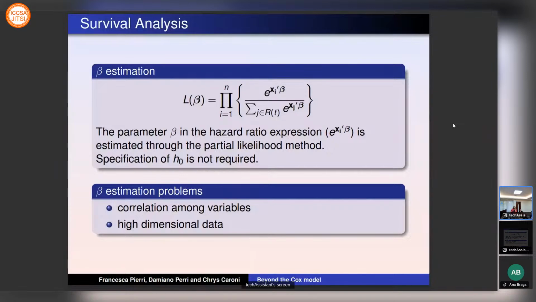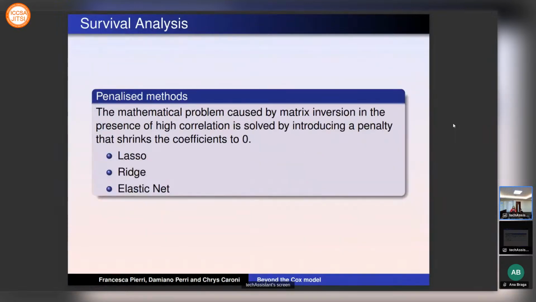When you estimate beta, you can meet two different problems: correlation among variables and high dimensionality. With high dimensional data, the problem of the inversion of the matrix can be solved using penalized methods like lasso, ridge, or elastic net.